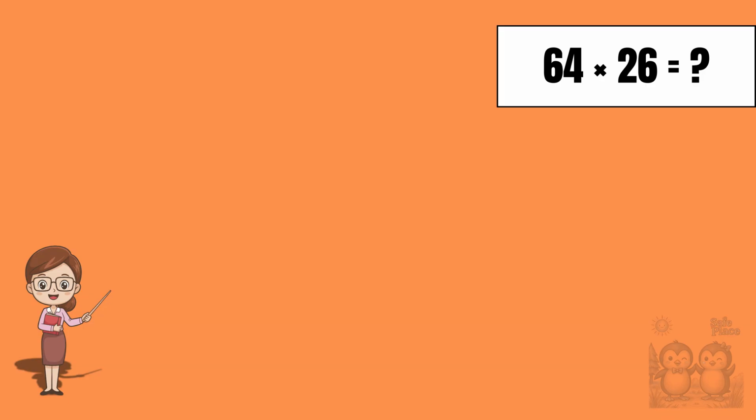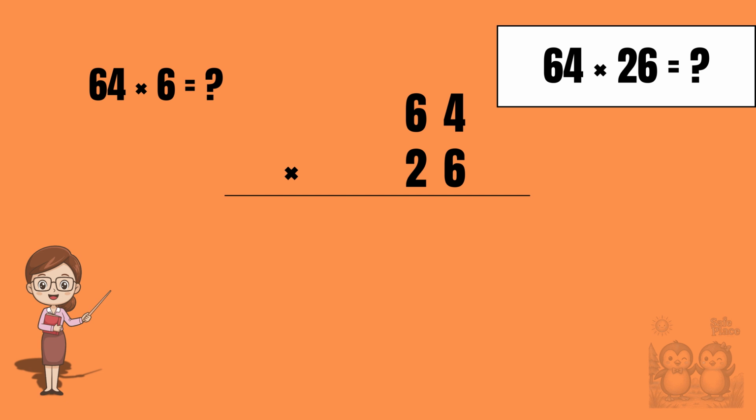Let's solve our next multiplication problem, 64 times 26. First, we set up the problem by writing the numbers underneath each other. Our calculation is split into parts. First, we calculate 6 times 64 and then 20 times 64. Let's begin with 6 times 4. The result is 24. We write down the 4 and carry the 2.